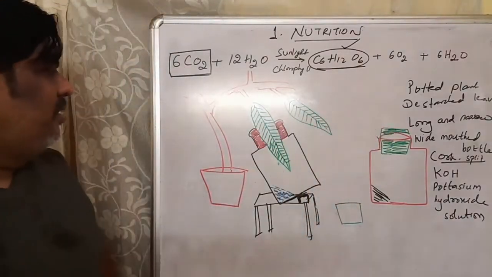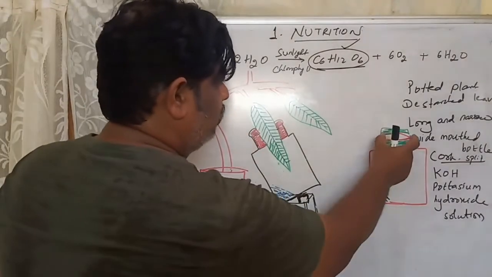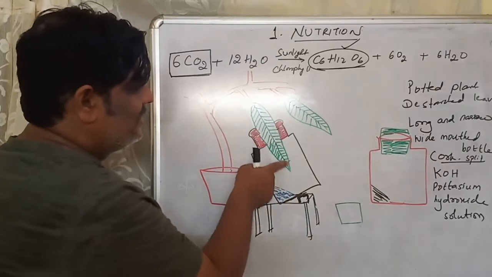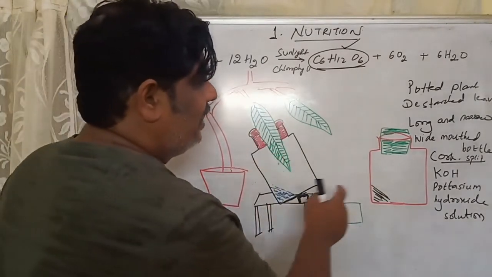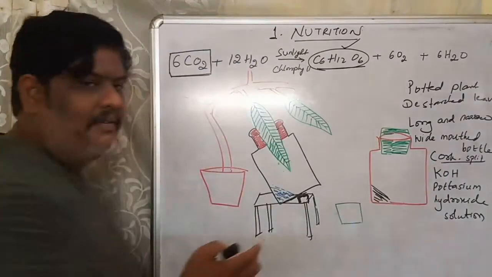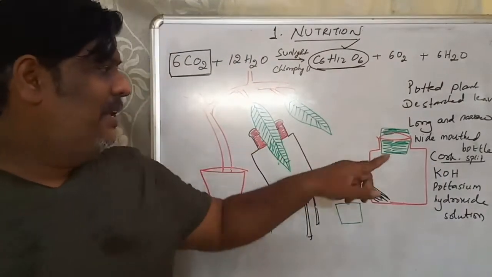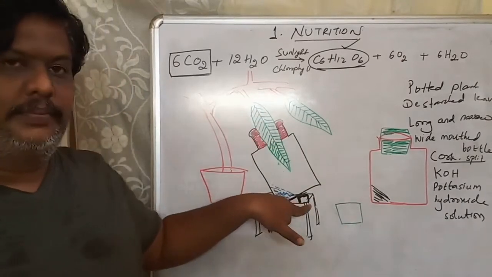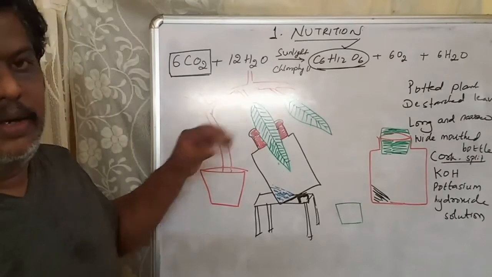And then we have taken a wide mouthed bottle like this, so that we can insert the leaf like this. And then we have taken a cork, and we have split that cork into 2 equal halves so that we can insert the leaf through the cork and close the mouth of the bottle with the cork.